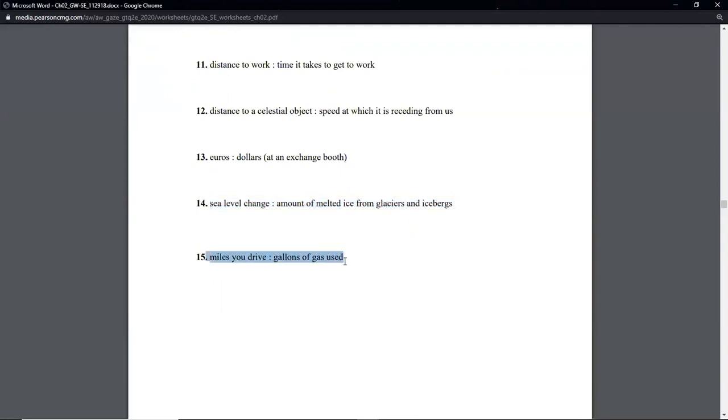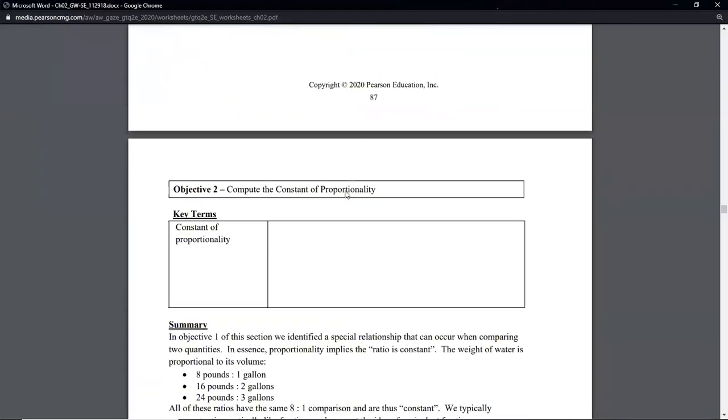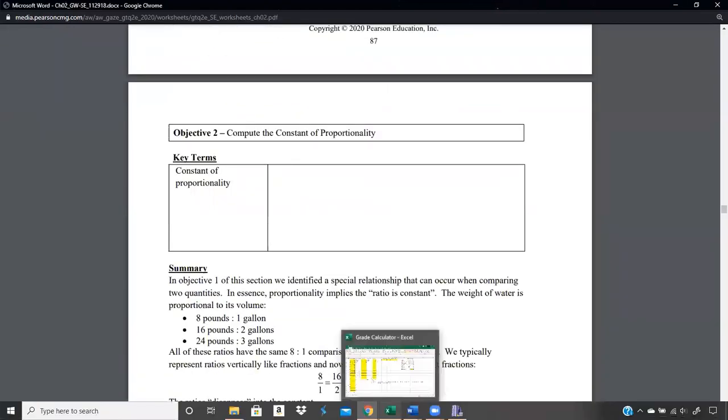Again, keep this argument simple. Don't think about interstate driving versus city driving versus someone slamming on the accelerator versus someone using their single toe just barely hitting the accelerator. Keep it simple. Keep these scenarios simple. All right, so that is your discussion board, page 86 and 87, questions 2 through 15.